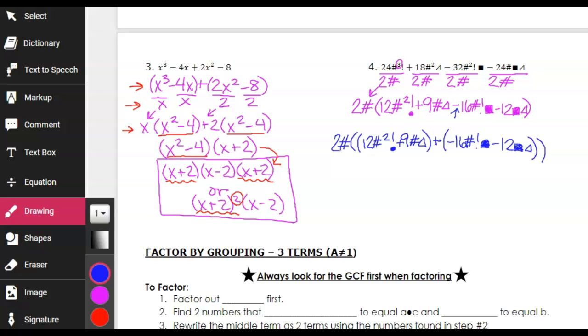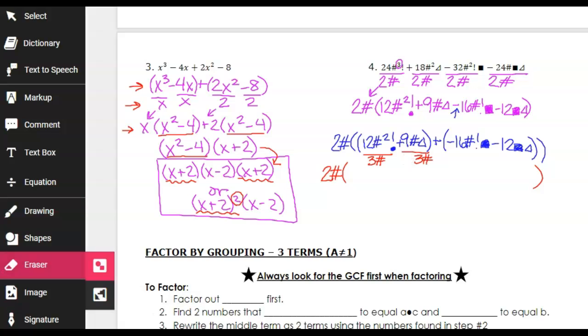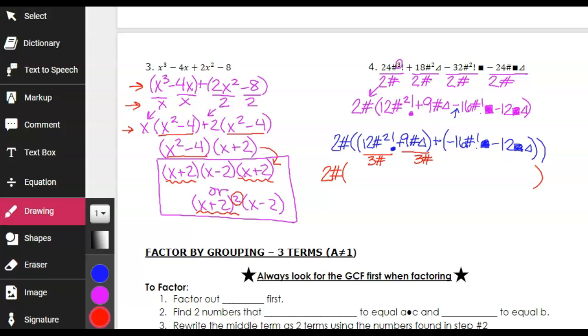What would the next step be? Well, you want to divide out GCFs of each pair. So 2 pound stays out in the front, but 12 and 9 are both divisible by 3, and both terms can give up another pound. Okay, so 3 pound sits out in the front. What's left over is 4 pound exclamation mark plus 3 triangle.